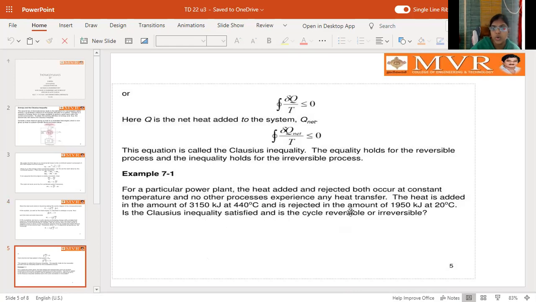First of all, what do you know about the Clausius inequality? The Clausius inequality is the cyclic integral of del Q by T less than or equal to 0. That means we get the values of 0 and negative values. That is the Clausius inequality. After that we will proceed to whether this cycle is reversible or irreversible.